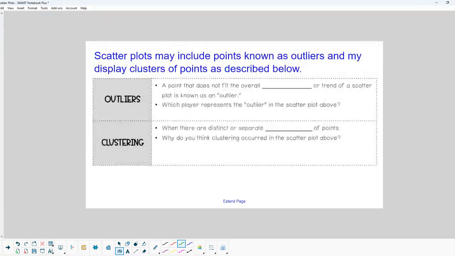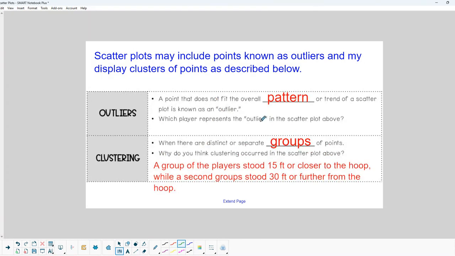Okay, now scatter plots may include points known as outliers, and may display clusters of points as described below. So, outliers: a point that does not fit the overall pattern or trend of a scatter plot is known as an outlier. Which player represents the outlier in the scatter plot above?